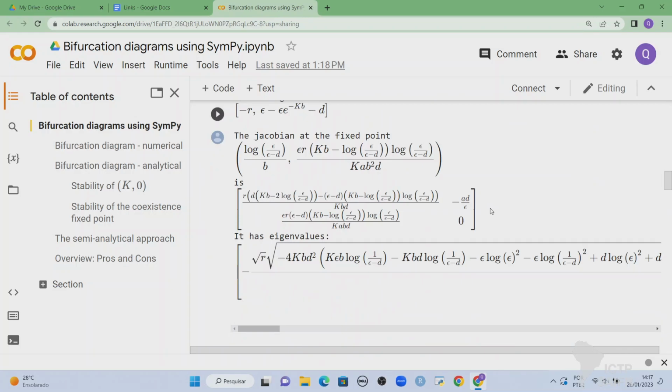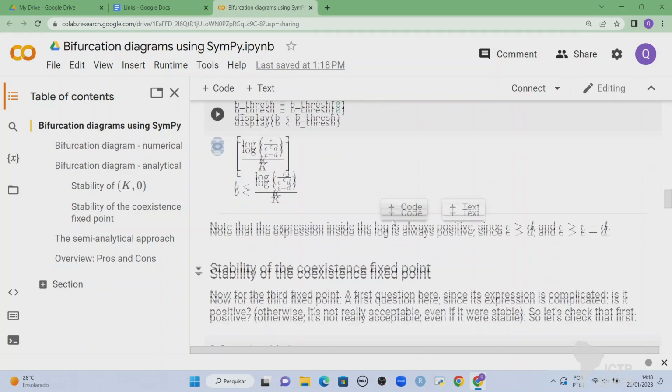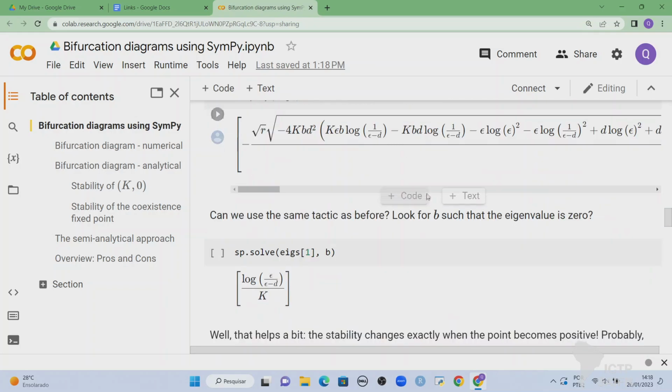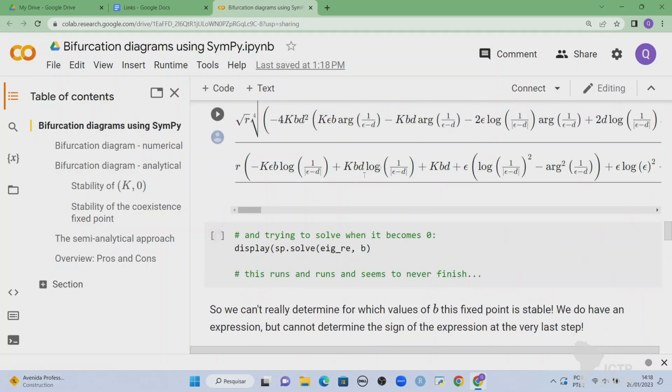But there are a lot of tricky things here in the middle, okay? That's why I'm not really going to do this in the class, right? And then at the end, after a lot of going back and forth, I get to a point where I show that it's pretty much impossible. SymPy is not able to do this analytically, right? You can calculate the eigenvalues, but then you're not able to calculate the sign of those eigenvalues analytically, right? So you cannot really finish the calculation, okay?